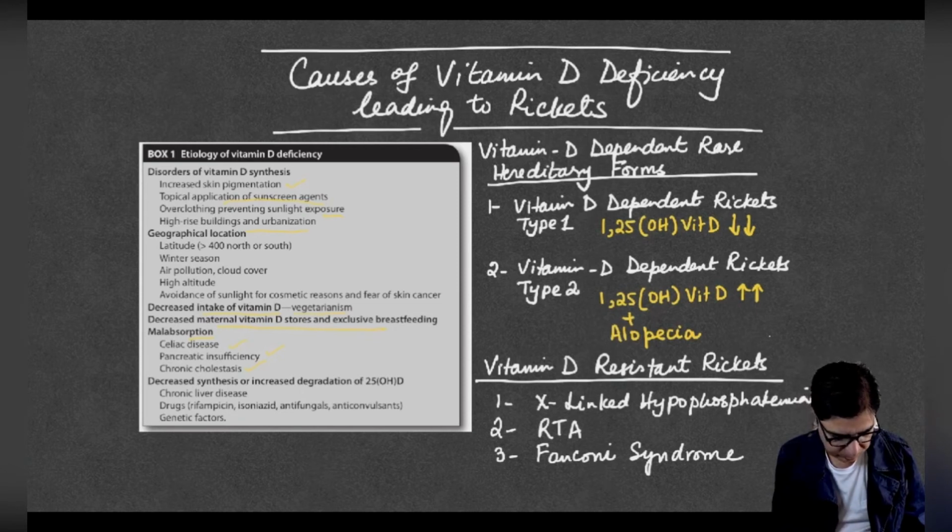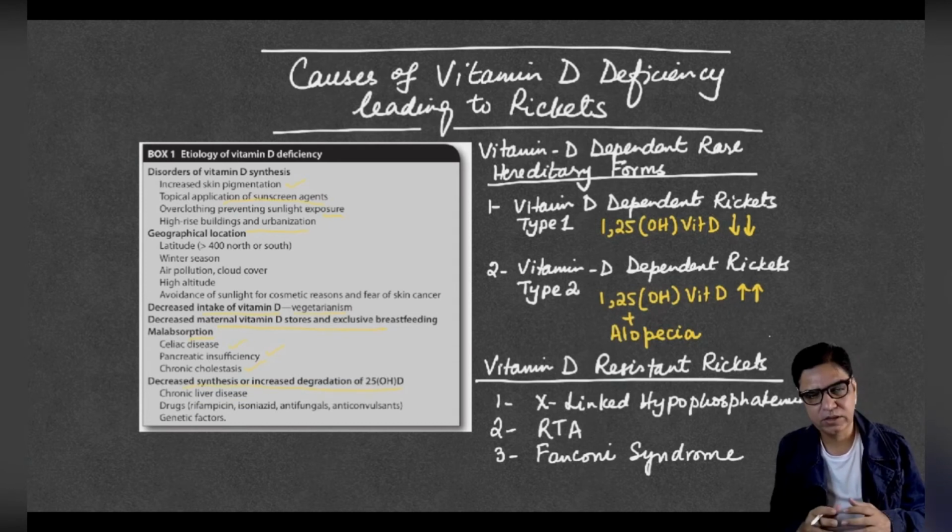Similarly, the body can have decreased synthesis or increased degradation of 25-hydroxy vitamin D. I told you that the liver causes 25-hydroxylation, so chronic liver disease, hepatitis, chronic liver injury due to immune system dysregulation or due to drugs can cause vitamin D deficiency. Then some of the drugs decrease or increase the turnover of vitamin D3, like rifampicin and isoniazid, which are anti-tubercular drugs, and some of the anticonvulsants are also notorious for this. So people who are on these drugs can develop vitamin D deficiency.